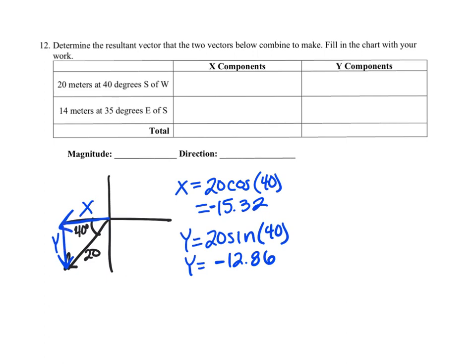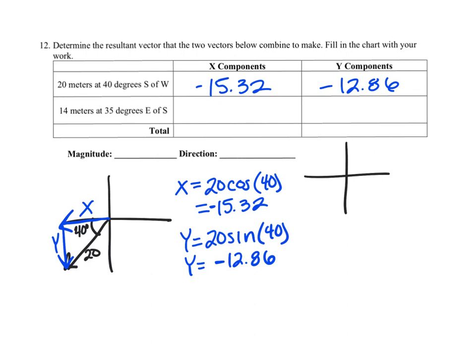So now we can plug that into our table up here: negative 15.32 and negative 12.86. If you round it to one decimal place, that's okay too. One to two decimal places is fine. Then for the second one, we are going to sketch that one out as well.